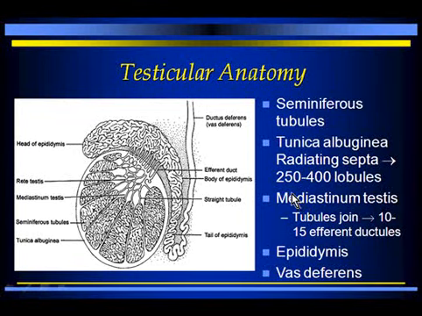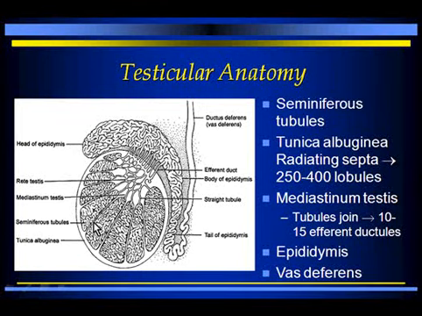To understand some of the ultrasonic anatomy of the testicle, it's important for us first to look at some of the anatomy that's inside that testicle. The testicle really is an amazing structure. There are hundreds and hundreds of thousands of these seminiferous tubules that are coiled up inside the testicle. Now they're all wrapped in this very thick tunica albuginea, and the tunica albuginea has these radiating septa which separate the testis into somewhere between 250 and 400 separate lobules.